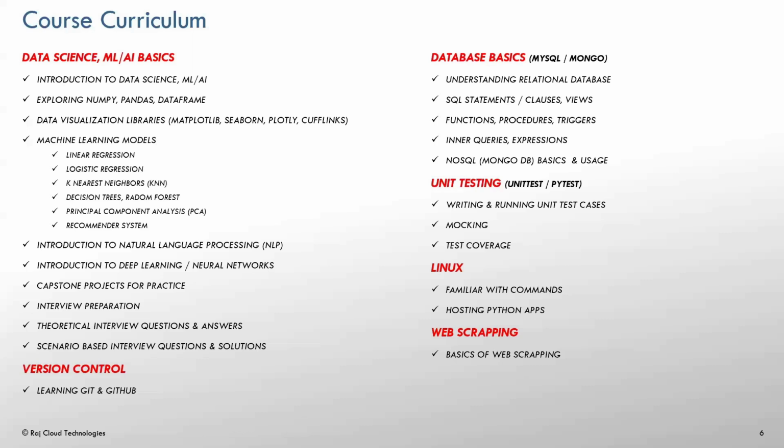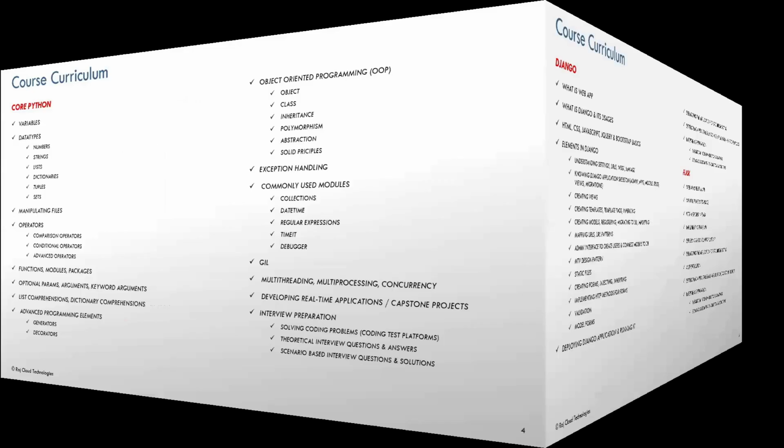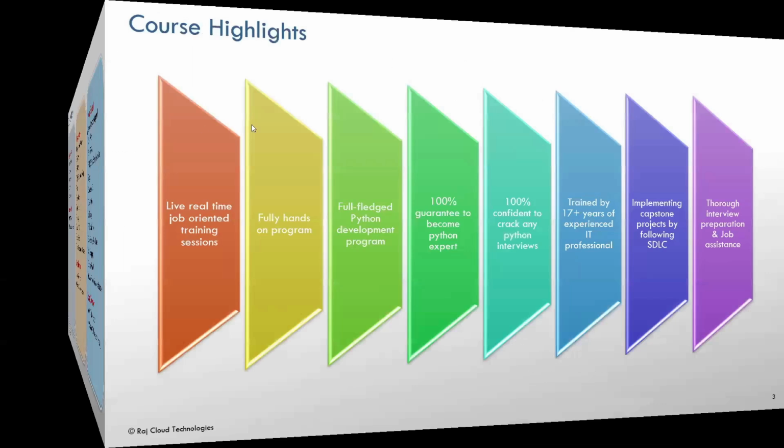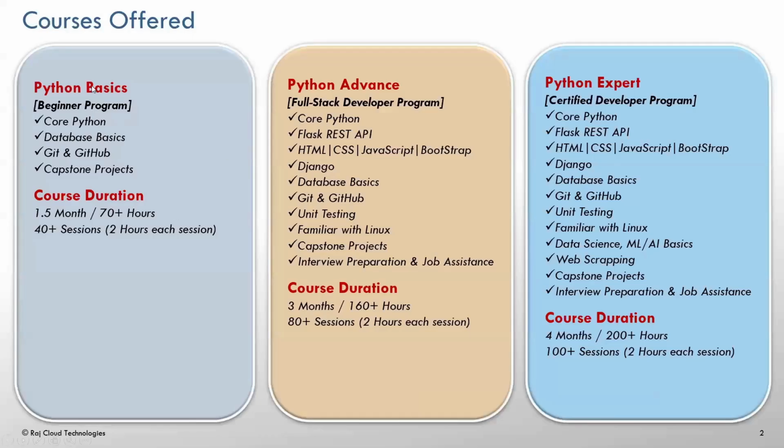Somebody is asking another question: what is the duration of the course? Here are the details. Python basics goes around 1.5 months, Python advanced is 3 months, and Python expert is 4 months. But there are 100 sessions which are already there.